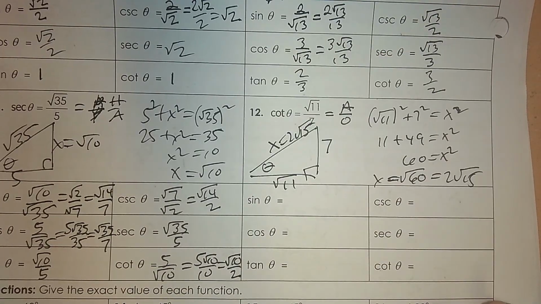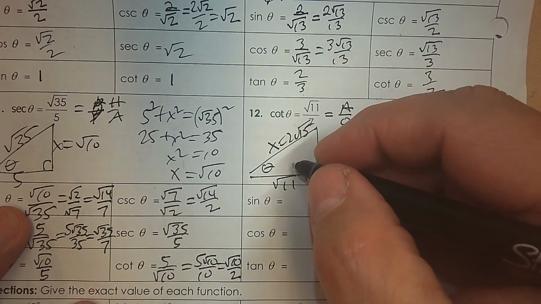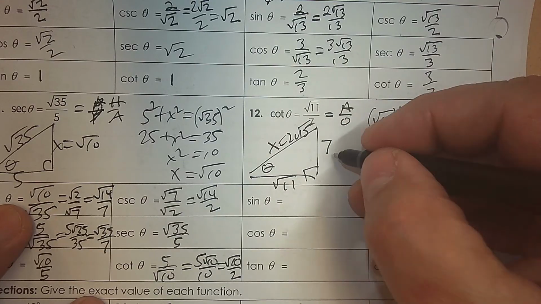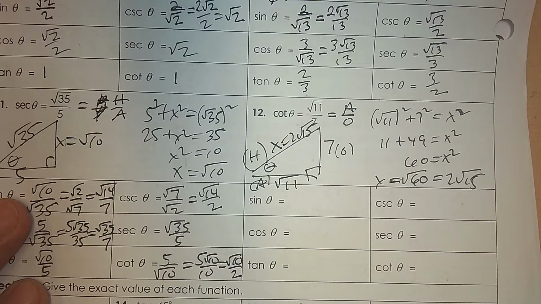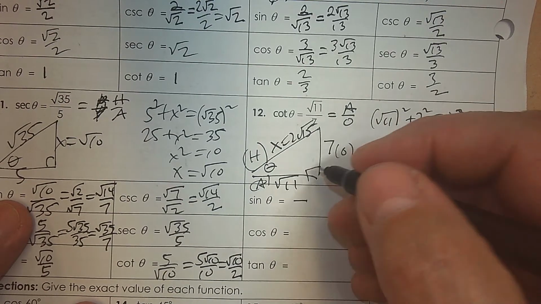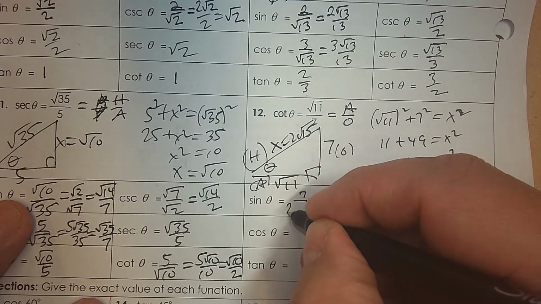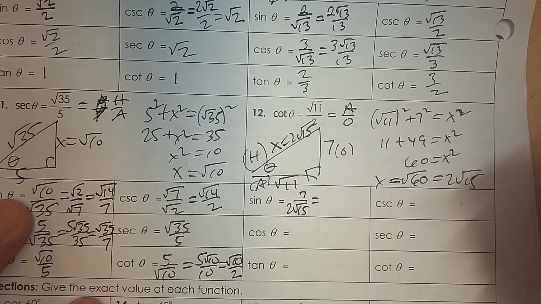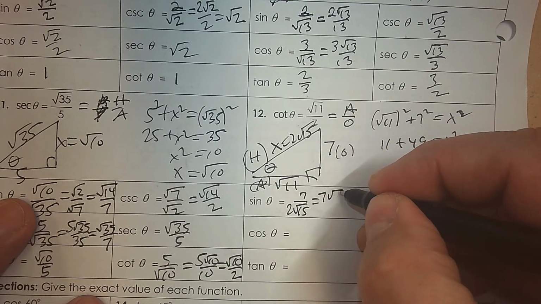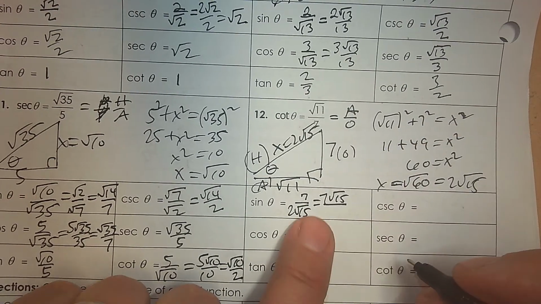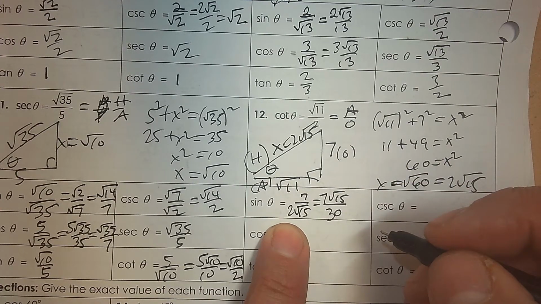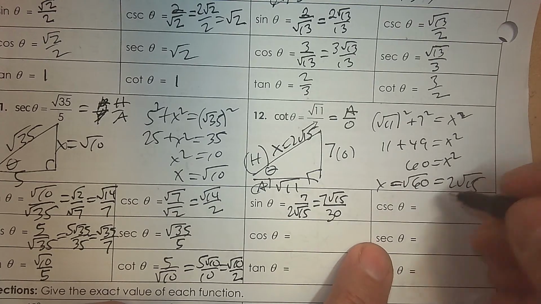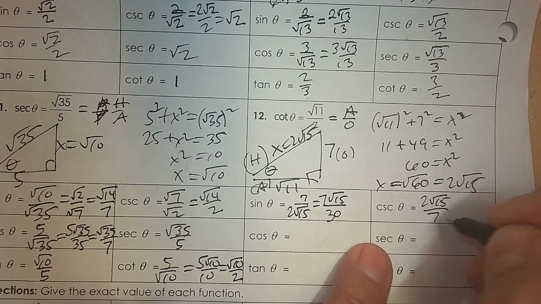And now label it. They didn't label the other side anyways. This is opposite, adjacent, and hypotenuse. Sine is opposite over hypotenuse, multiplied by root 15. Now root 15 times root 15 is 15, times 2 is 30. So that's where that comes from. Cosecant's the reciprocal, so it's 2 root 15 over 7, done.